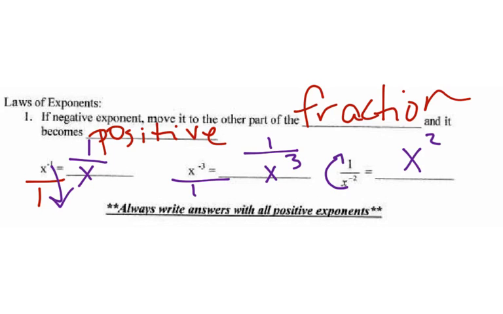Okay? You should always write answers to all of your problems with positive exponents. So when you've done all your work, if you have an answer with a negative exponent, move some stuff around. Just a couple more examples that you can add to the paper if you want to.